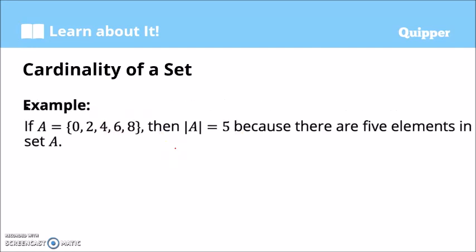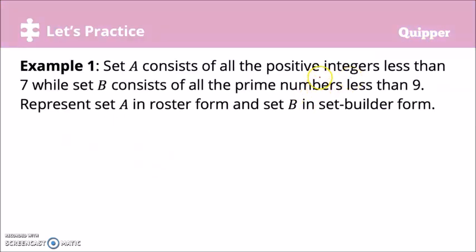Example, if A is the set of 0, 2, 4, 6, 8, then the cardinality of A is 5. Okay, bakit 5? Kasi meron tayong 1, 2, 3, 4, 5 elements in set A. Ano kaya ang cardinality ng null set? If set B is a null set or an empty set, then the cardinality of B is ilang elements? Wala. So, wala siyang elements and that is 0. The cardinality is 0. Walang brace, ha? Walang brace ito kasi pag may brace yan, ibig sabihin that's an element already and that is wrong.